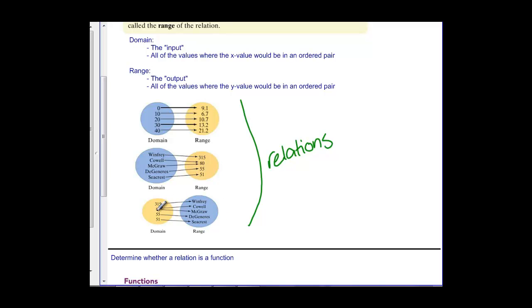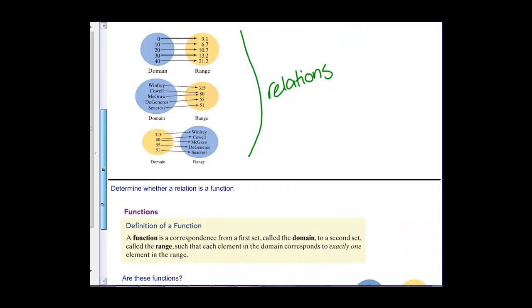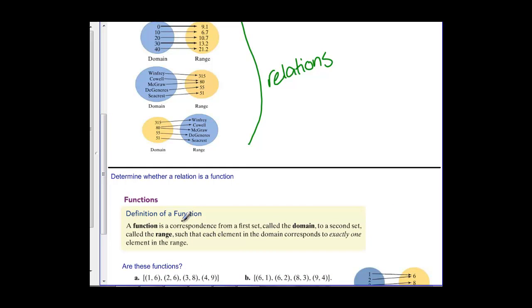So from the 80 million, it goes to Simon Cowell and Tim McGraw. So I just want to point that out. So to figure out if a relation is a function, you got to know what a function is.